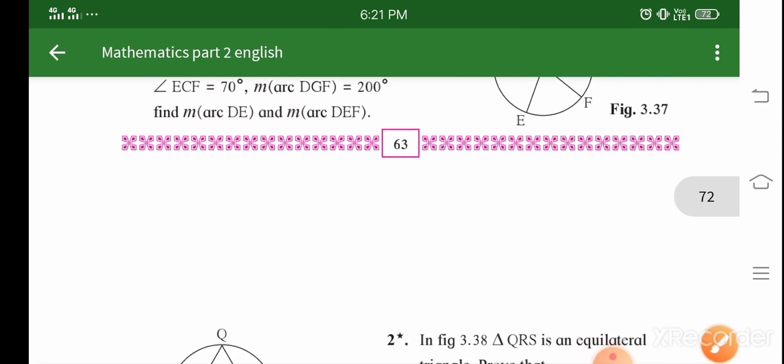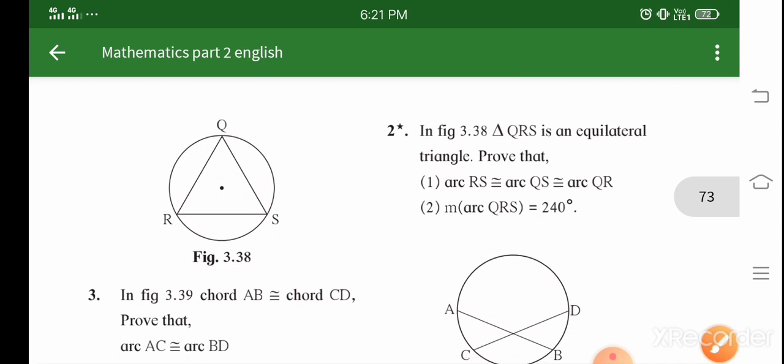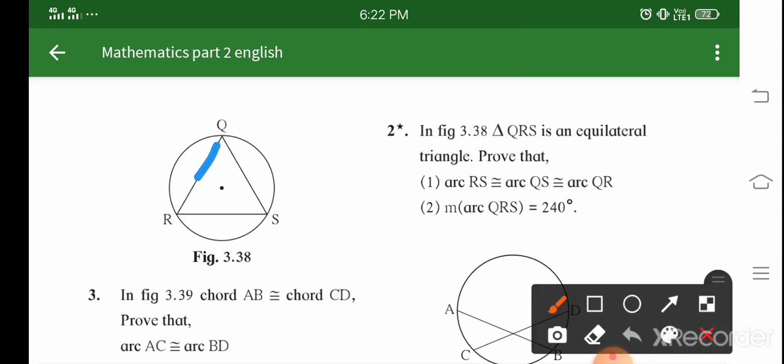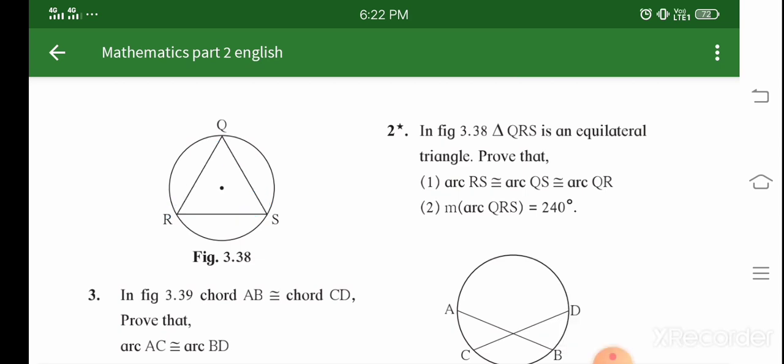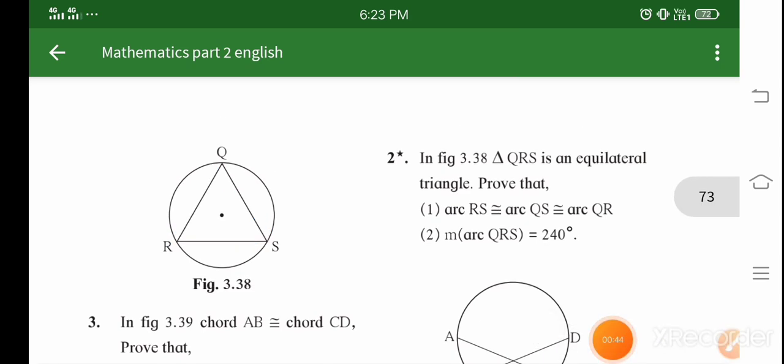We'll see question number 2 now. In question number 2, what they have given in figure 2.38 is the triangle QRS. Can you see this triangle? This triangle is an equilateral triangle. What is the meaning of an equilateral triangle? It means the sides of the triangle are equal. In an equilateral triangle, all sides are equal, and the angle measurements are 60-60-60.